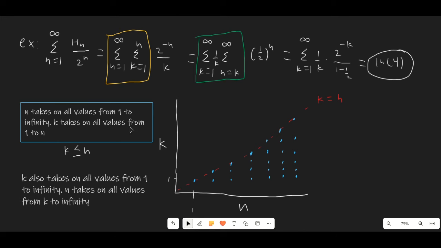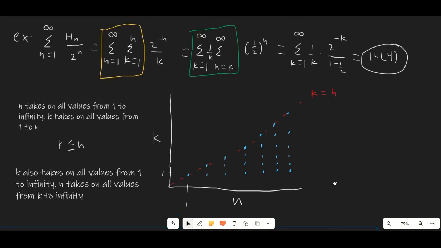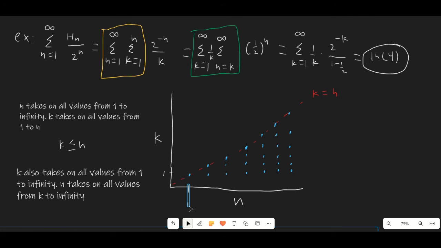k takes on all values from 1 to n, which means that k is always going to be less than or equal to n. So what we're going to do is draw the discrete graph here. I marked a point 1 and 1 right here, and this is our n axis and this is our k axis. This is just a visualization of all the possible values that n and k can take on.